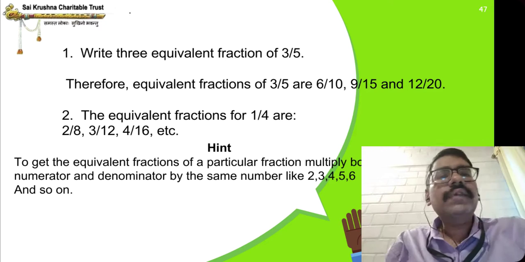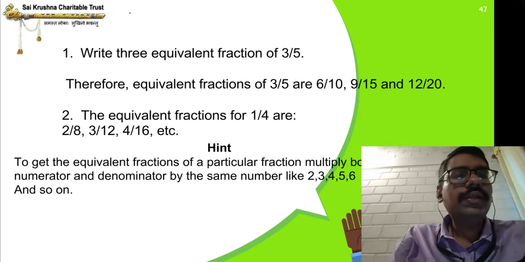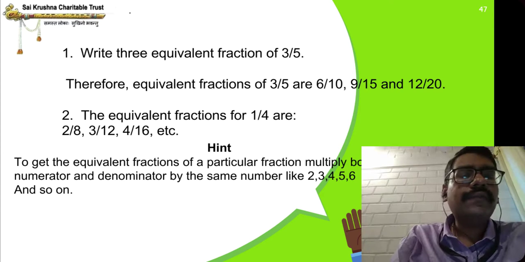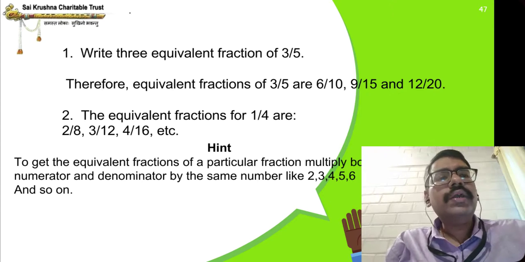Okay. 2 by 8 if simplified: 2 ones are 2, 2 fours are 8. 3 ones are 3, 3 fours are 12. 4 ones are 4, 4 fours are 16. All will be equal to 1 by 4 only.